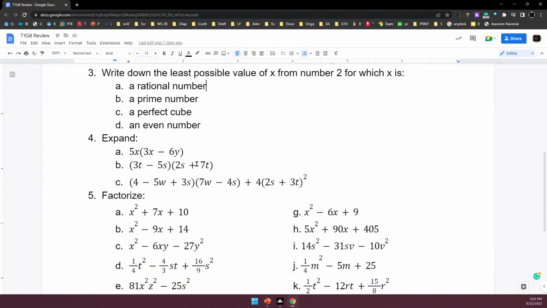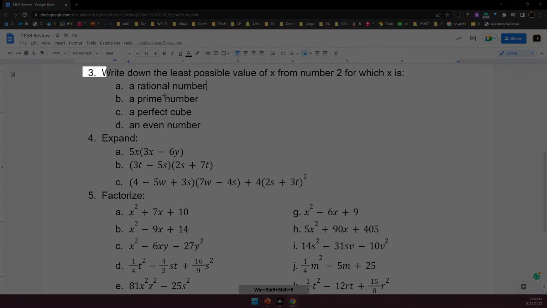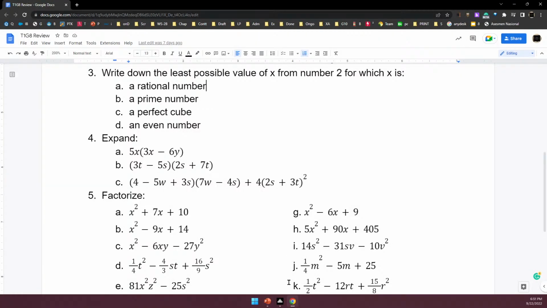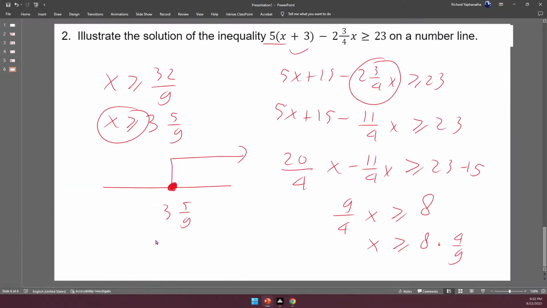Number 2, done. Number 3. Screenshot. And then go back here. And then paste.